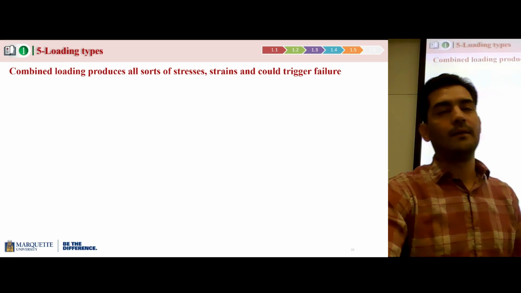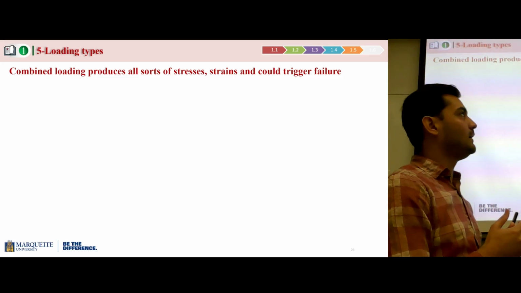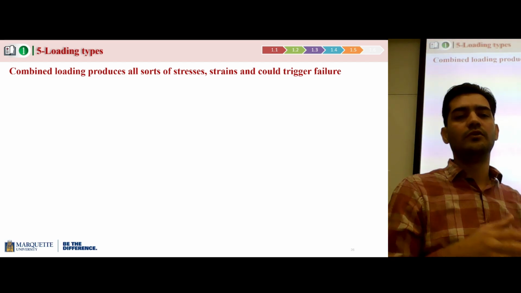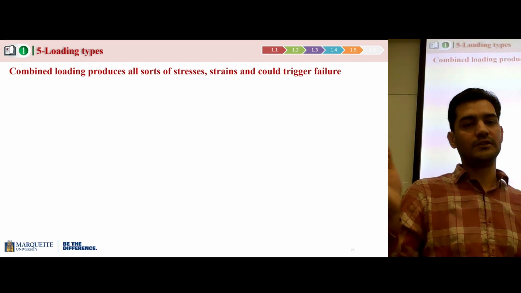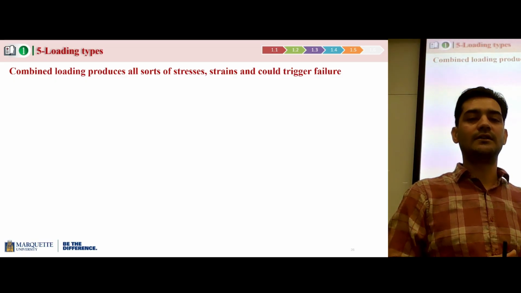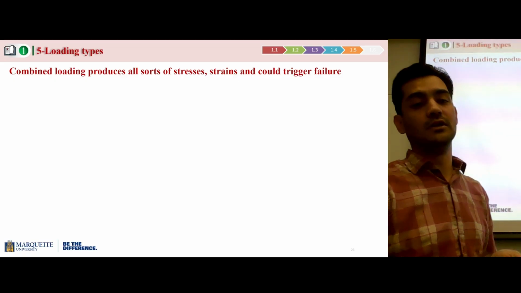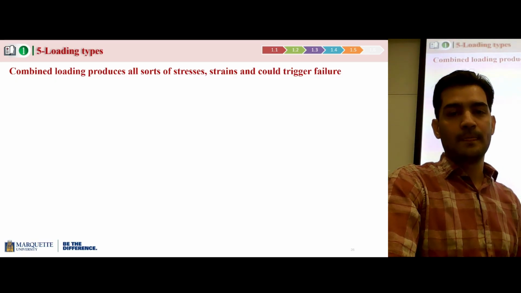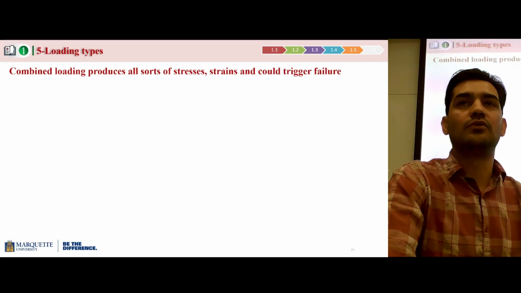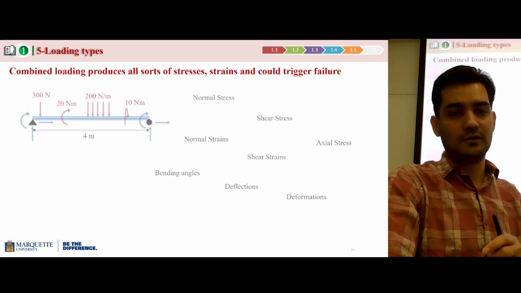Then in a beam or in an object, you don't have one single force. You have combined forces. You have a bunch of different external loads, a bunch of different reactions and different types of internal forces, and that will produce all sorts of stresses and strains and could trigger a complicated type of failure.